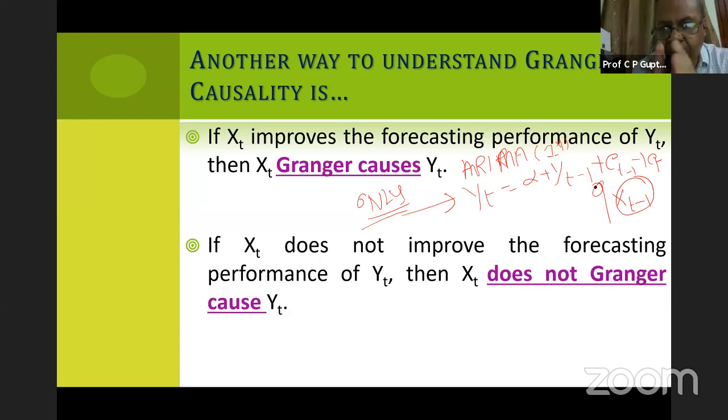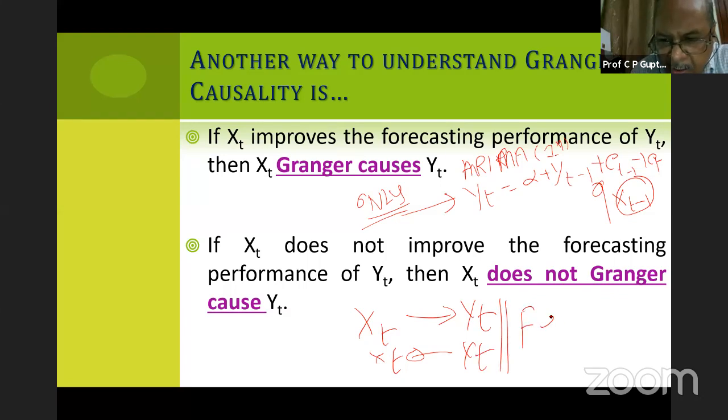If X and Y are happening simultaneously, for example, if X_t is causing Y_t and X_t is also caused by Y_t, then we say the system is having a feedback mechanism. Both are causes and both are effects of each other. More of it I am going to discuss later on.